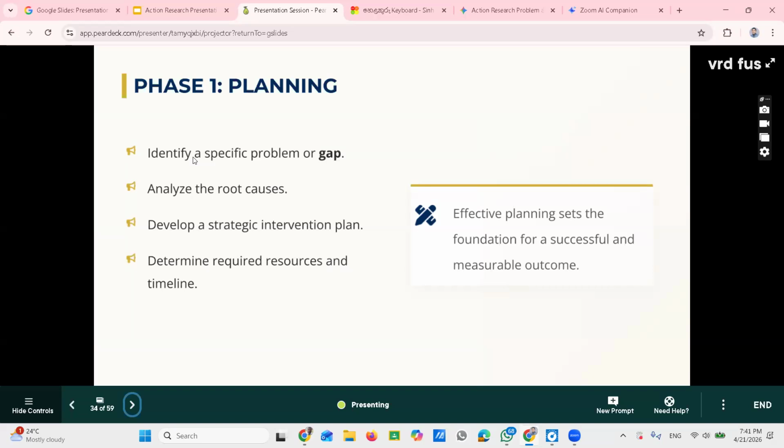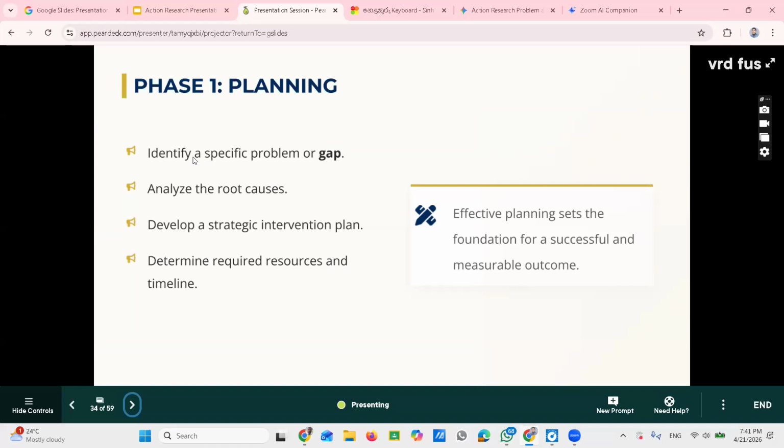Then determine required resources and timeline. Another important part you want to complete under planning is the resources you are going to use throughout the research, and also the timeline. You want to specify a timeline to end the research. Effective planning sets the foundation for successful and measurable outcomes. Therefore, you need to plan your research very well.